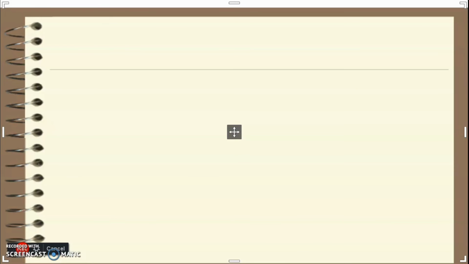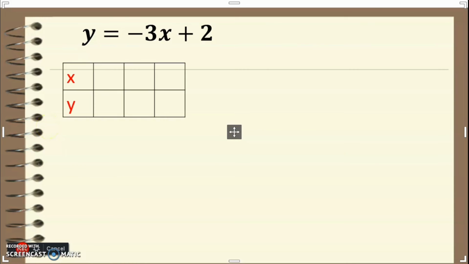If we assign the real value of x, this corresponds a real value of y. For example, y is equal to negative 3x plus 2. Ito yung equation natin. We will make a table. Kung magre-represent tayo ng value ng x, example, negative 1, makakakuha tayo ng real value of y by substituting the value of your x into your equation.